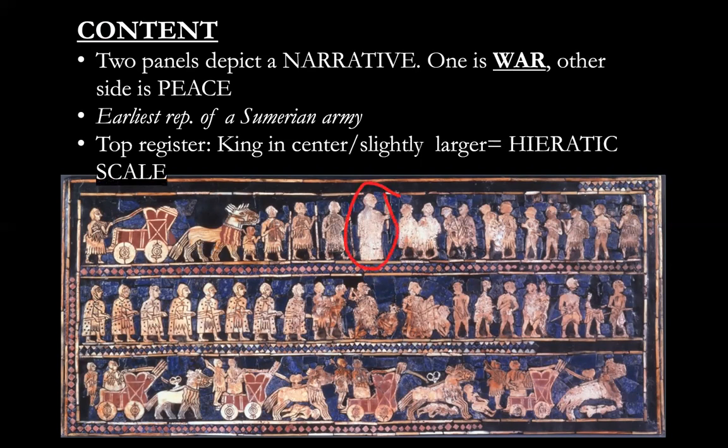All right, so the top register has the king in the center who is slightly larger. And this is, again, in all caps, hieratic scale, because this is another theme that we're going to see, like a stylistic convention or a tradition in art history where you have somebody who was more important, visually communicated as more important by being larger. So large, his head breaks through the border. I think that's really cool, and that happens on both sides.